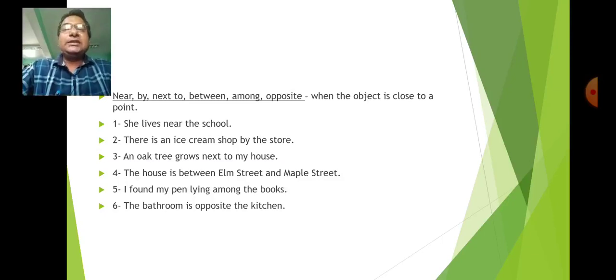Dear students, in these prepositions, the two most important are between and among. Sometimes they are also called confusing prepositions, because to check your knowledge, the examiner or teacher frequently asks how they are used, and confusion arises in your mind. But I am going to clear your confusion in the upcoming slides.